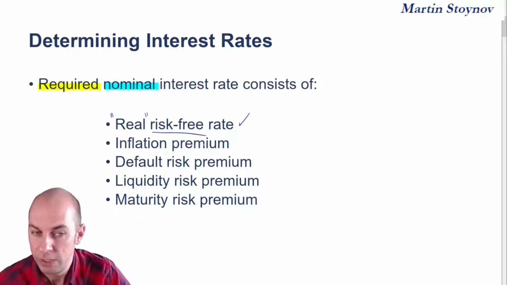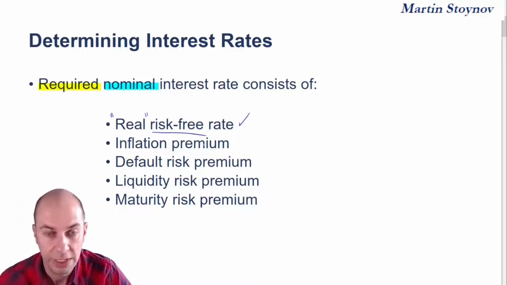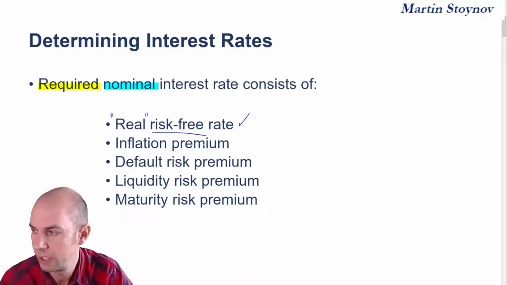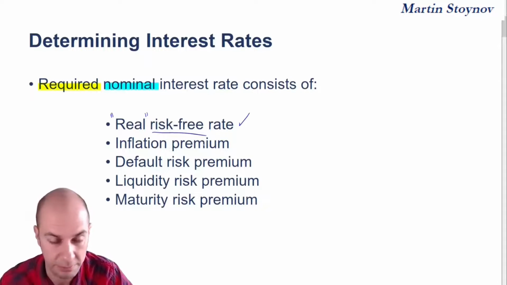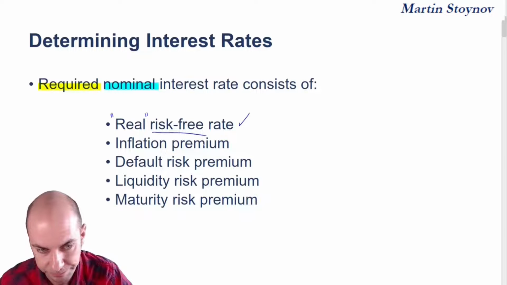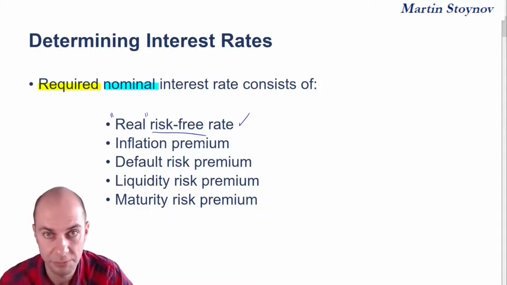Then on top of that, we're going to add the inflation premium. So that is a premium that compensates us for the erosive power of inflation over time. Obviously, our money is going to be worth less as inflation increases or as the purchasing power of our money decreases. Thirdly, we have default risk premium.